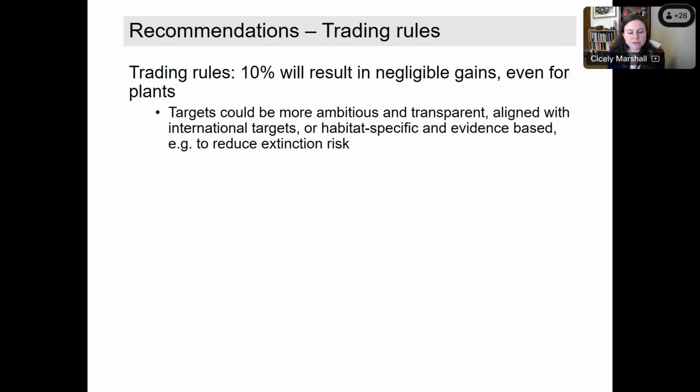On the trading rules, our results suggest that aiming for a 10% net gain would translate into small to negligible gains even for plants. The targets could be more ambitious as well as more transparent. They could align with the 30 by 30 sort of goals. They could also be habitat specific.